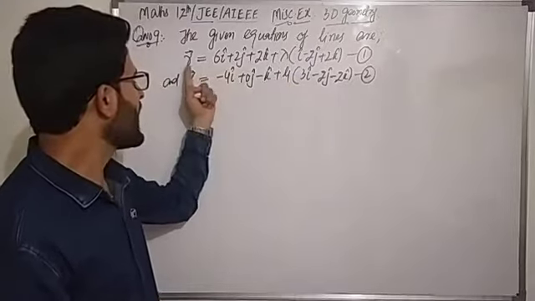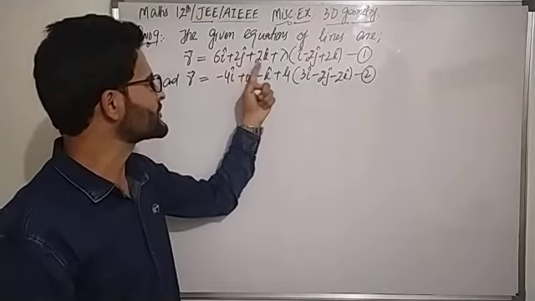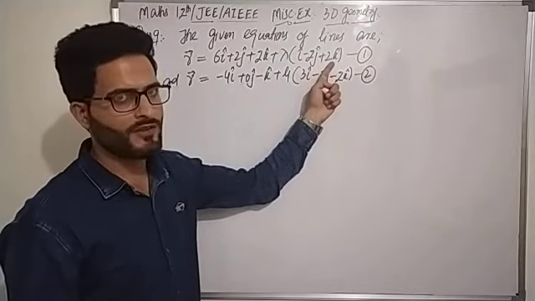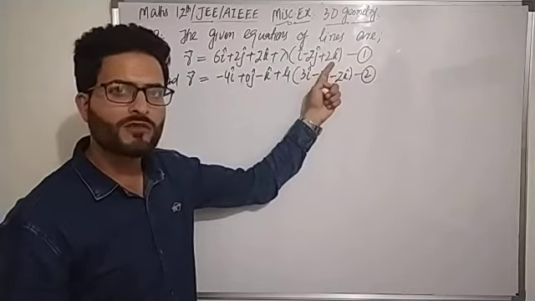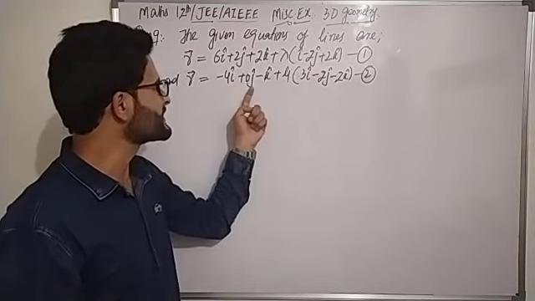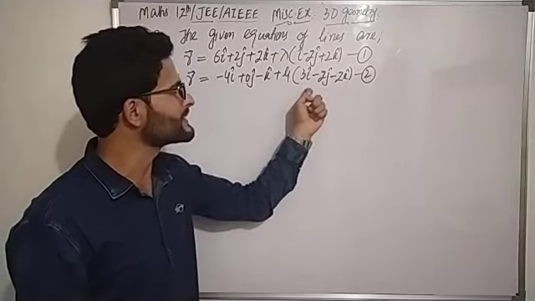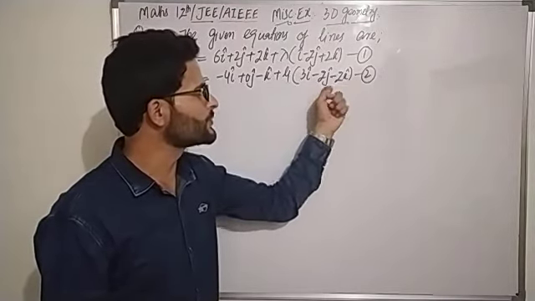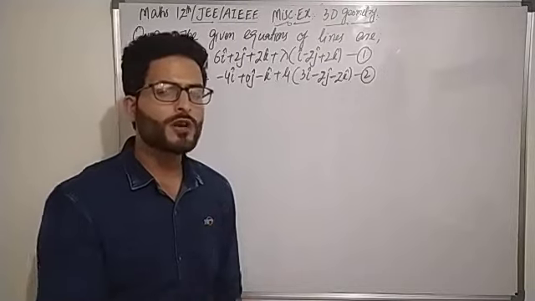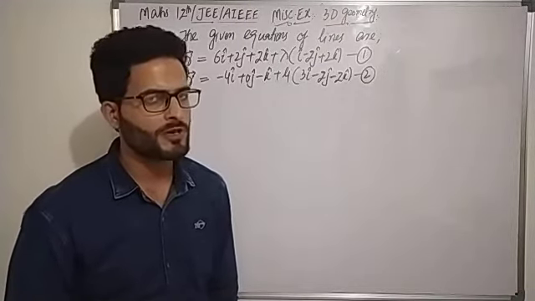In that question we have to find the shortest distance between the lines whose vector equations are given by r equals 6i plus 2j plus 2k plus lambda times (i minus 2j plus 2k), the vector equation of the first line. And the vector equation of the second line is r vector equals minus 4i plus 0j minus k plus mu times (3i minus 2j minus 2k), and that's the vector equation of the second line. We need to calculate the shortest distance between them.